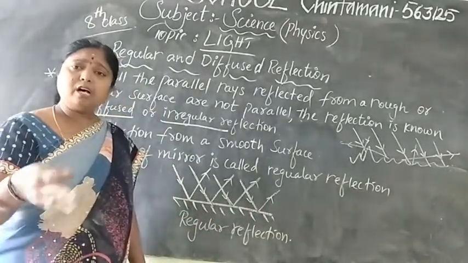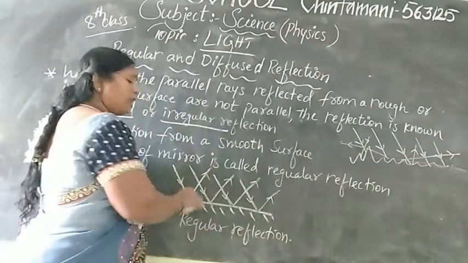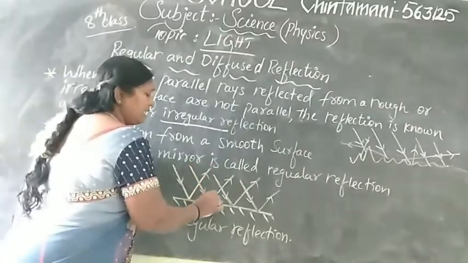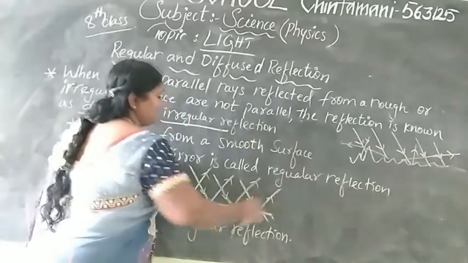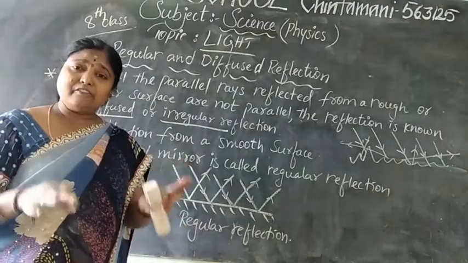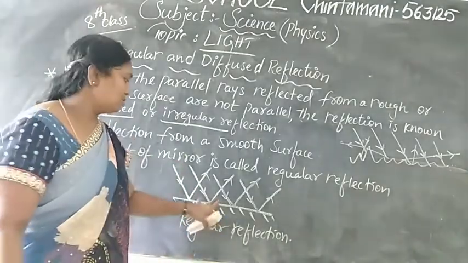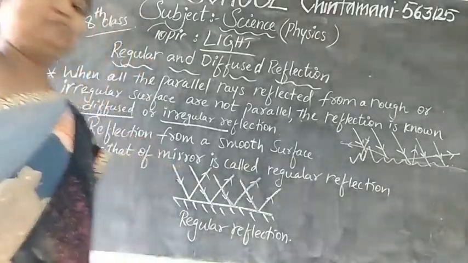Then how does the reflection take place? If it is like this, it is going like this. For this ray, it is reflected. For this ray, it is reflected. For this ray, it is reflected. We can see the normal, proper, reflected rays. So, this is called the regular reflection.